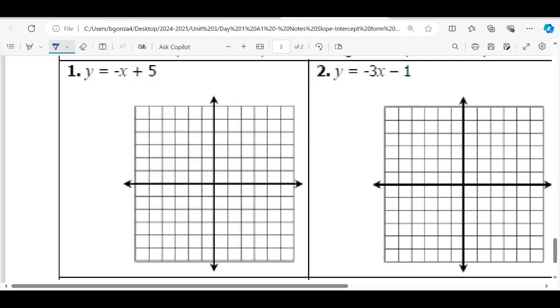Here's how it is. Da-na, da-na, da-na. The slope is in front of the x. Da-na, da-na, da-na. The slope is in front of the x.